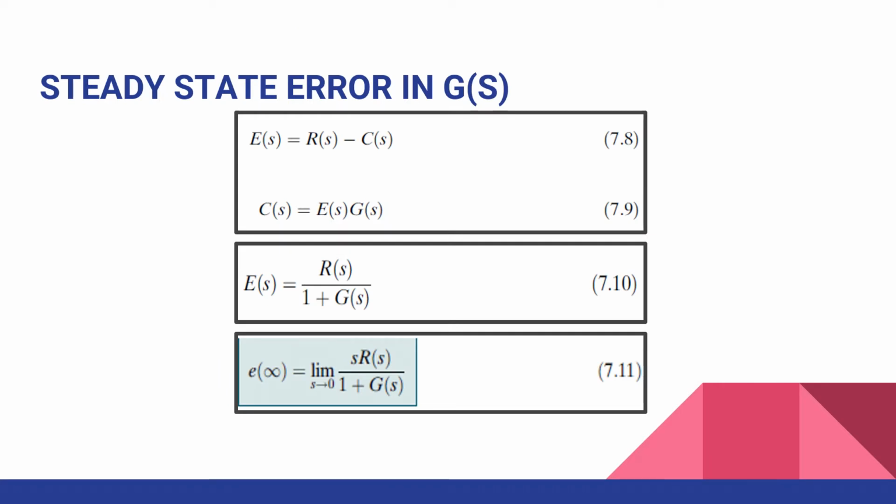Lastly are the formulas and equations of steady state error in the G(s) form. G(s) means the function just has a feedback. So it's similar to T(s), but this time we have a feedback in our block diagram. The first equation is the same: the error is equal to the input minus the output. But this time the output is now the error multiplied by the G(s) function. These two are similar, and if we substitute 7.9 here, we will reach another new equation, the fundamental equation, which is that the error is now equal to R(s) over 1 plus G(s).